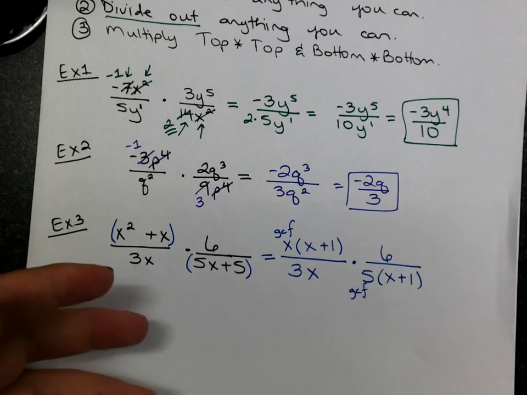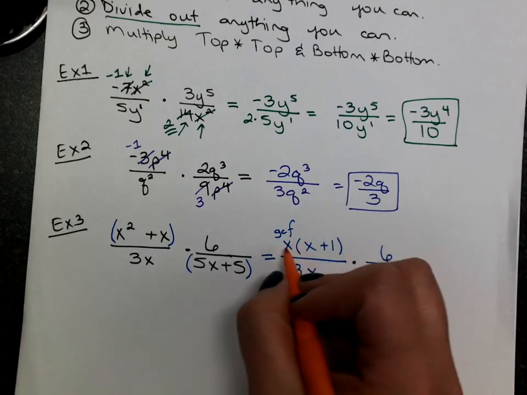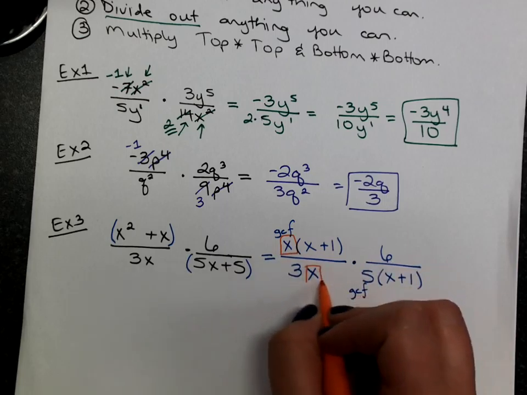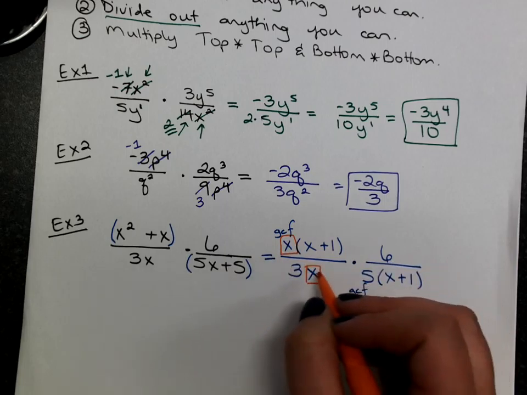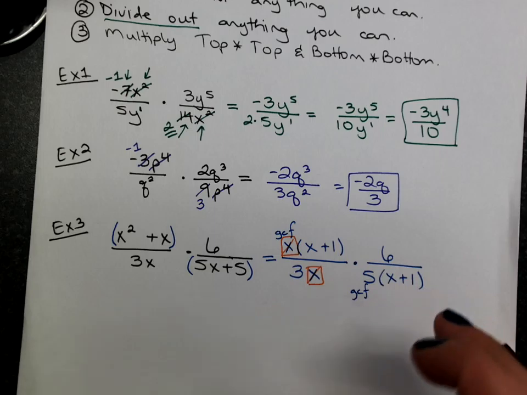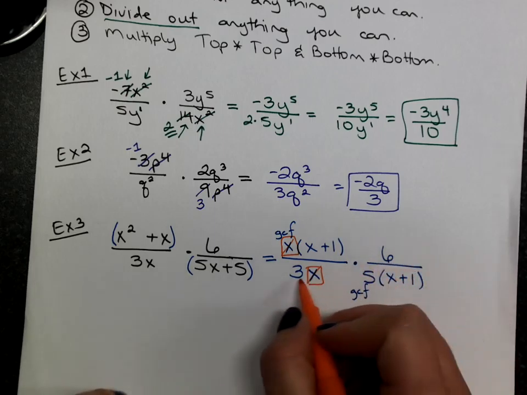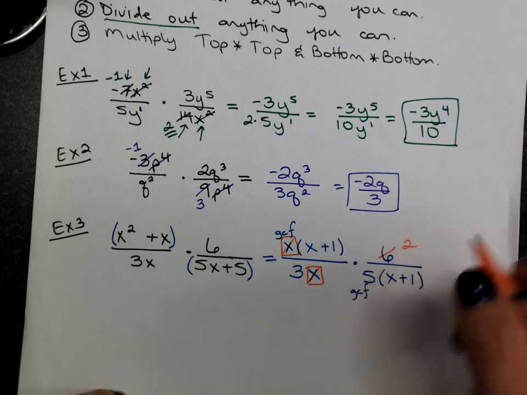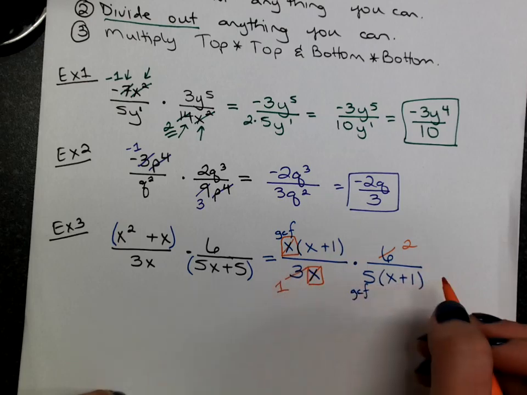Then you just kind of have to see what you have left over. Here's an x on top and an x on the bottom. Notice they're both outside parentheses, so I can cross those out. I have a 6 and a 3. They can both divide by 3. The 6 can become a 2 and the 3 can become a 1.